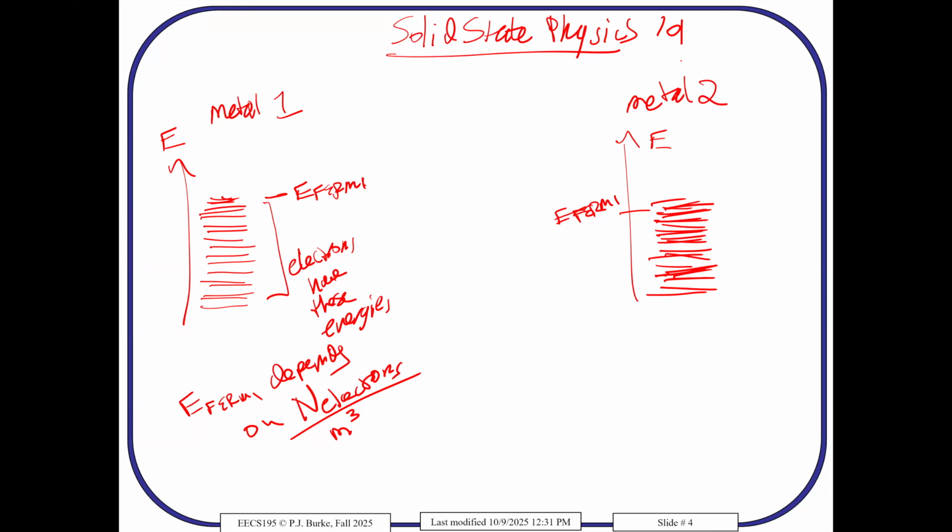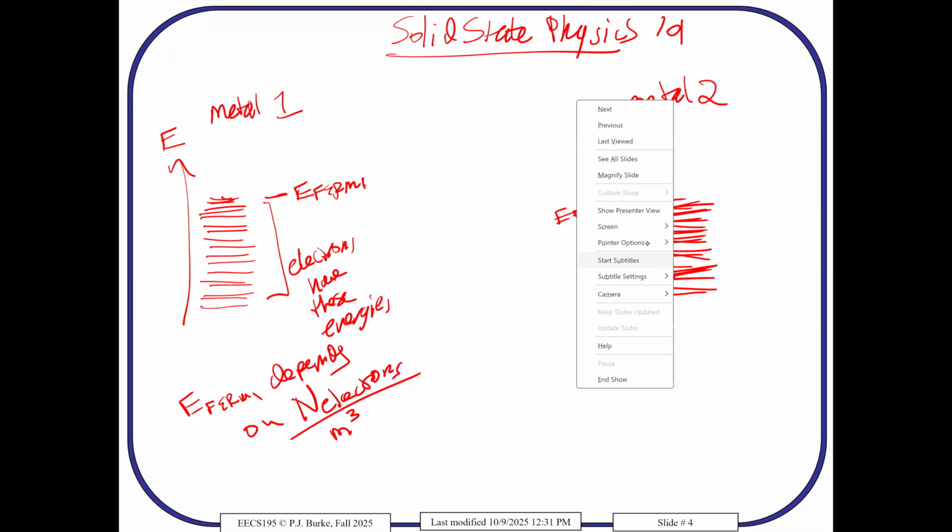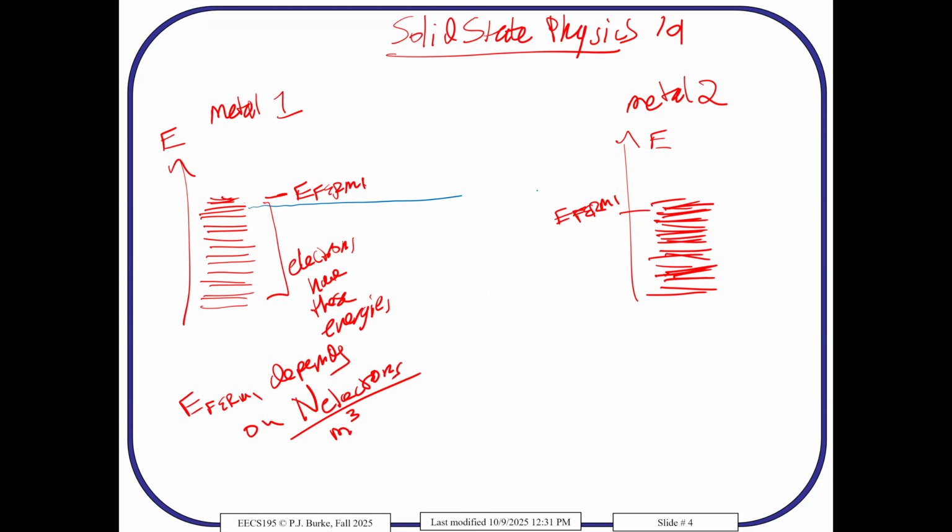Now, what happens if I bring those two metals together and have them touch is that these electrons here want to go over to these empty states here. So if we bring those two metals together that have different Fermi energies, the electrons from the higher Fermi energy metal will move over to the lower Fermi energy metal, and we'll have current flow. A lot of current. Too much current.